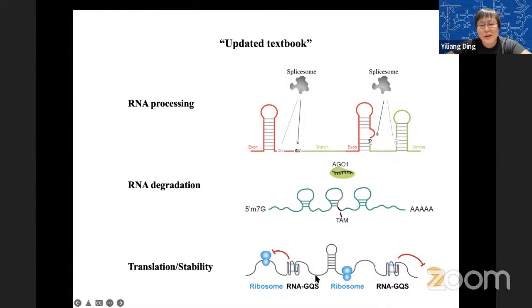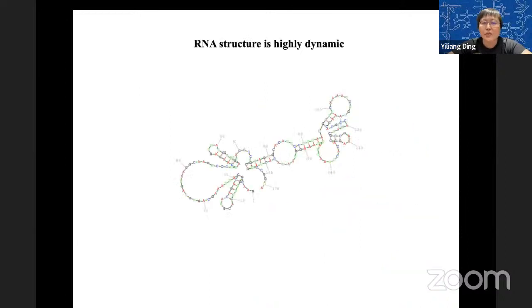So of course, by revealing the existence of RNA G-quadruplexes globally, now we can update the textbook again. We know this kind of structure feature can inhibit translation and also enhance stability. So the whole research program in my group now is trying to update more of the textbook, to find more important structure features for biological function. We actually want to push our technology to a completely new level.